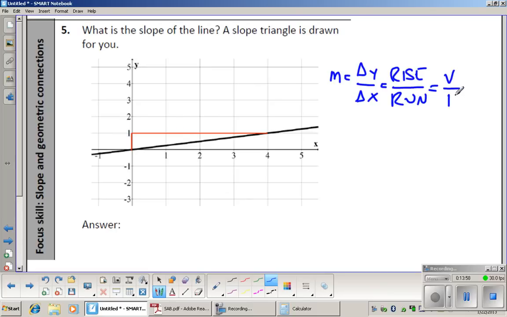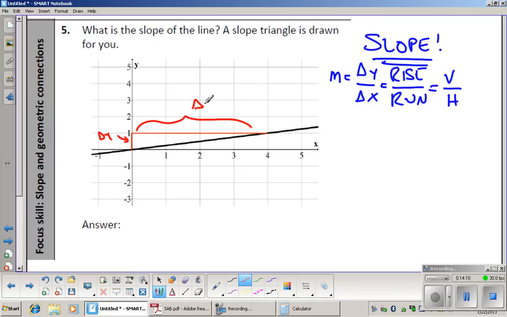Okay. So checking in on our change in y, change in x, that's going to be our change in y. This guy is going to be our change in x. So change in y looks like a 1. Change in x is 1, 2, 3, 4. So our slope in this case, change in y is 1. Change in x is 4. Our slope is 1 over 4.